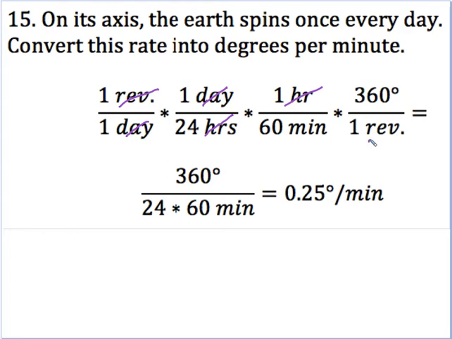Make sure you have the right units of measurement. So we'll have degrees per minute, and that's what we were looking for. Multiply all this, divide it by all this, plug it into your calculator, and you get 0.25 degrees per minute, which seems pretty slow.